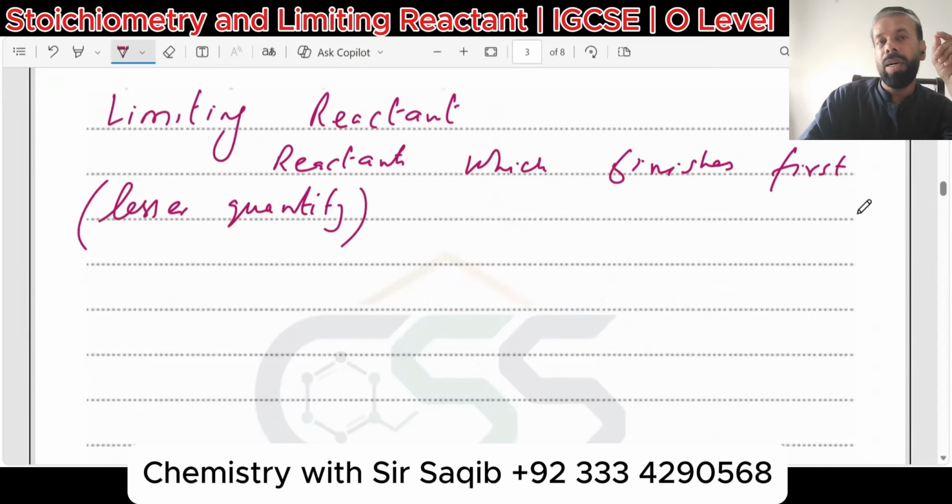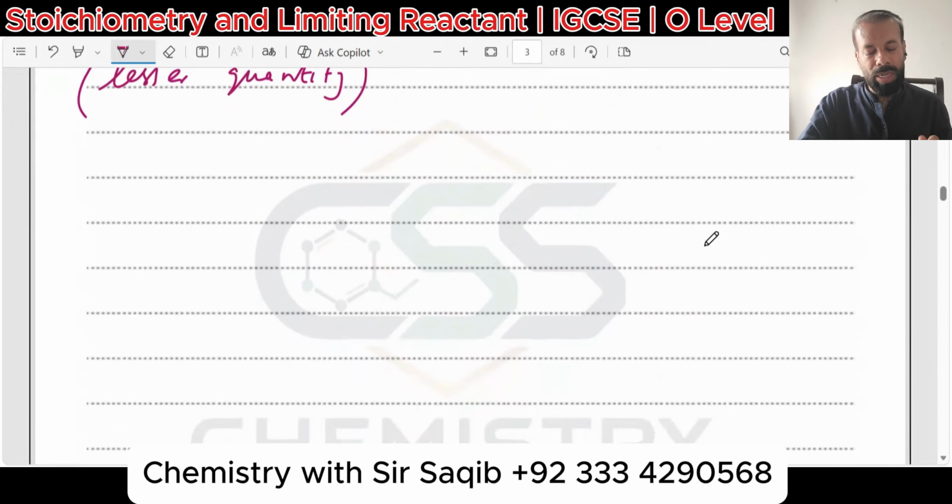Because when your limiting reactant, the one which is in lesser quantity, finishes, your reaction will stop. So you will no more get the product. So your product actually depends upon the limiting reactant. Okay. Now, how can you calculate the limiting reactant?